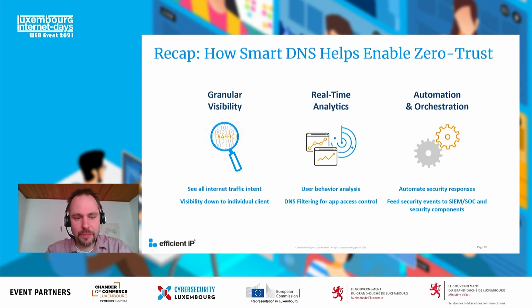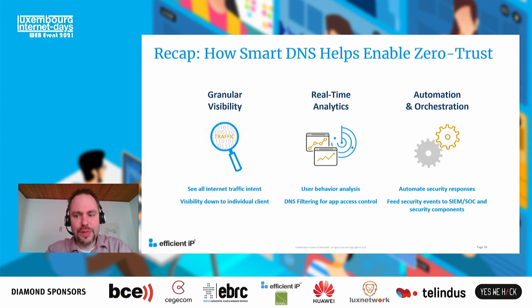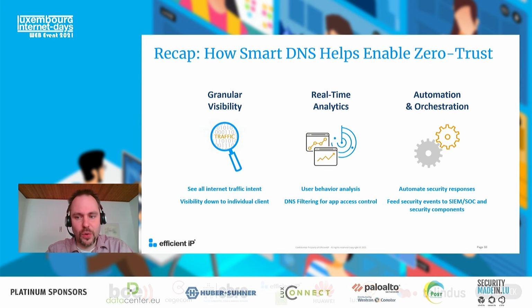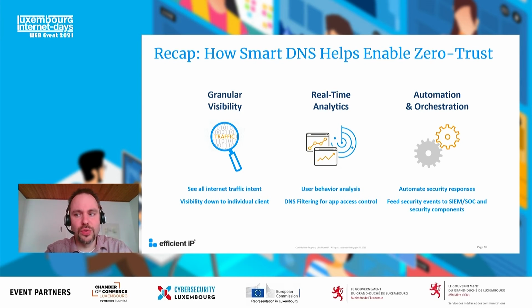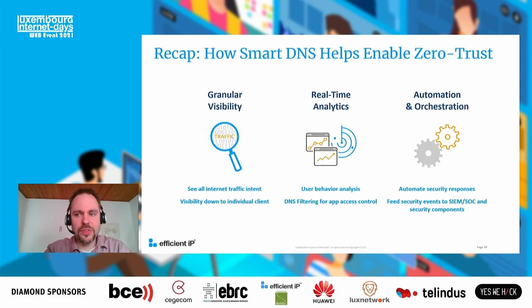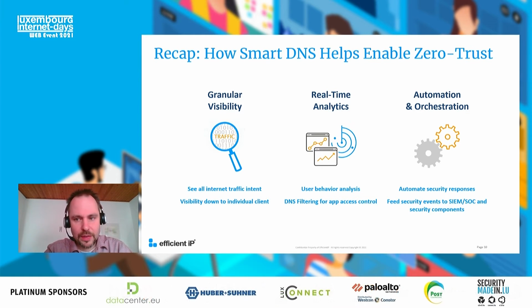Next slide. So let's conclude by revisiting the 3 basic principles of Zero Trust and how DNS can help. First of all, DNS offers early visibility over traffic intent, so it is ideally placed as your first line of defense. Secondly, by performing real-time analytics on user behavior and making use of DNS filtering, you can considerably improve control over which users can access which apps. And lastly, sharing the data to security systems will help you automate security responses and simplify threat remediation for your SOC.